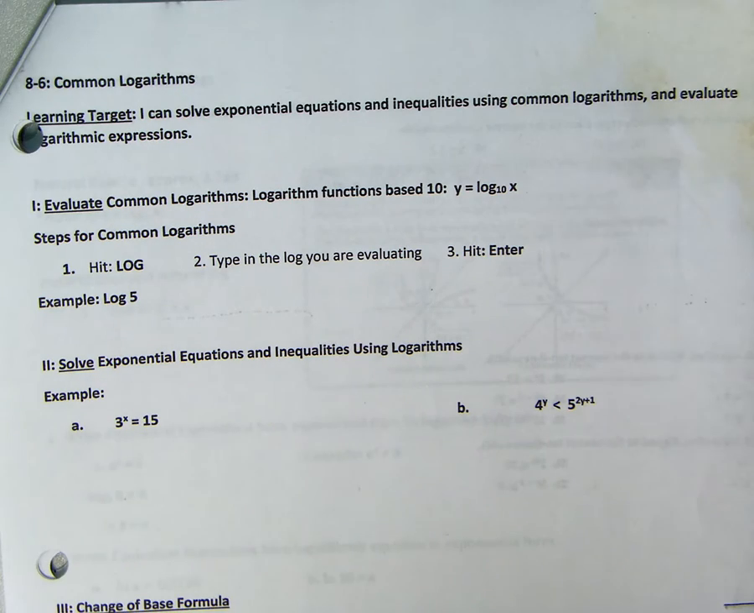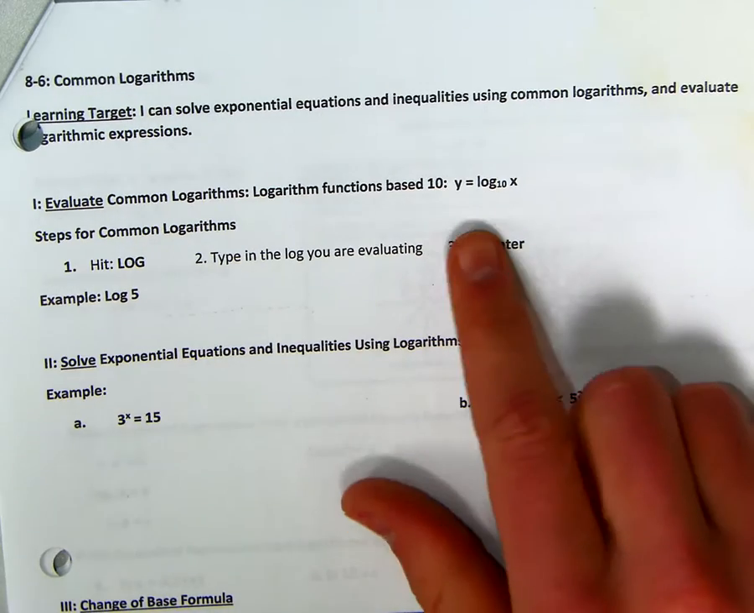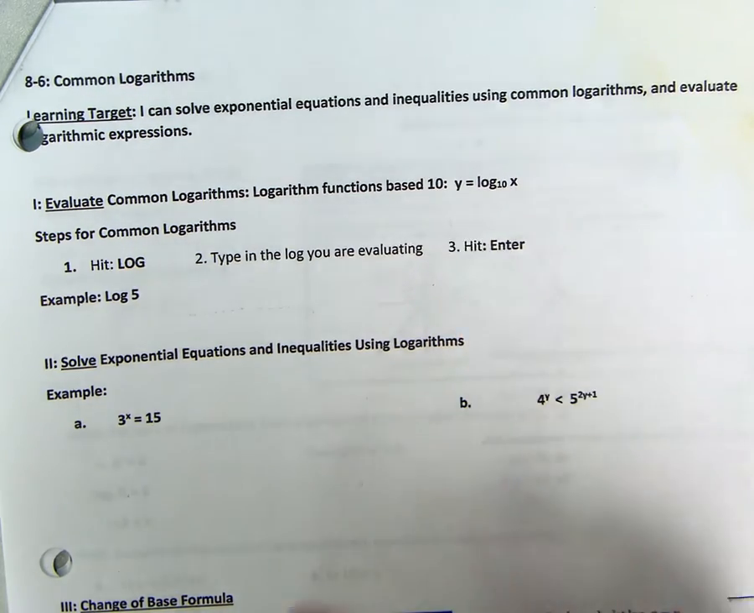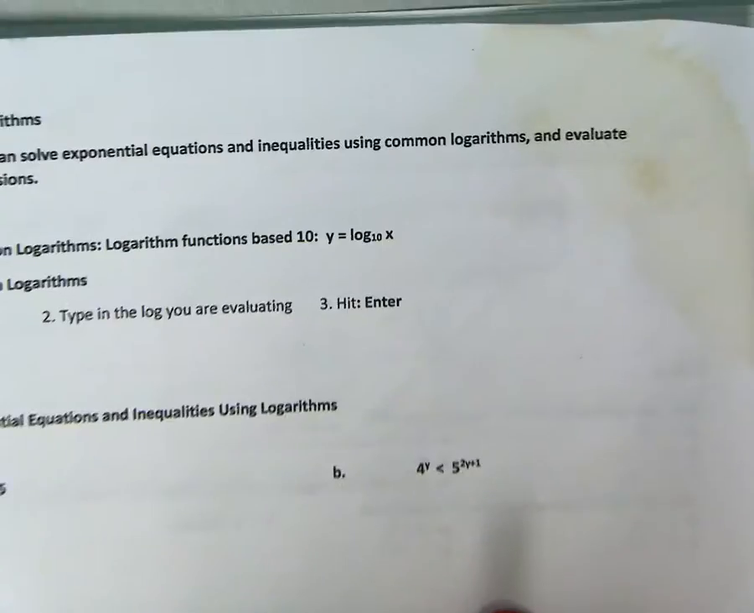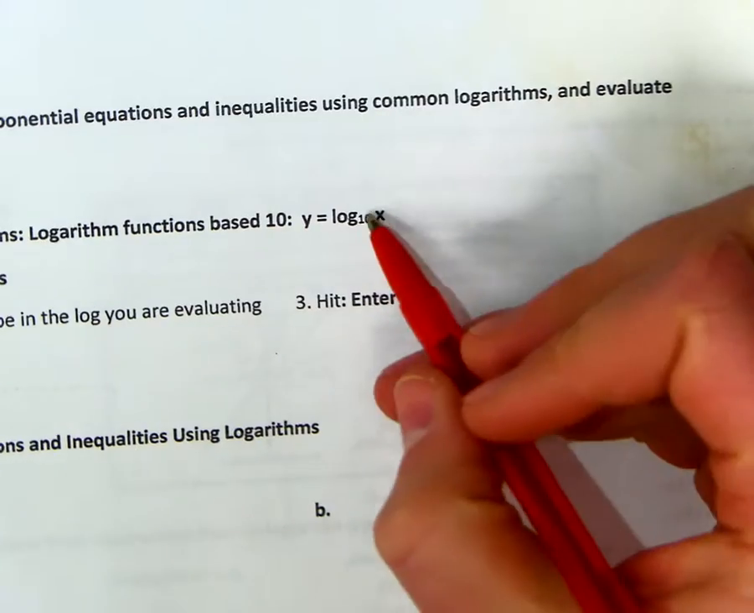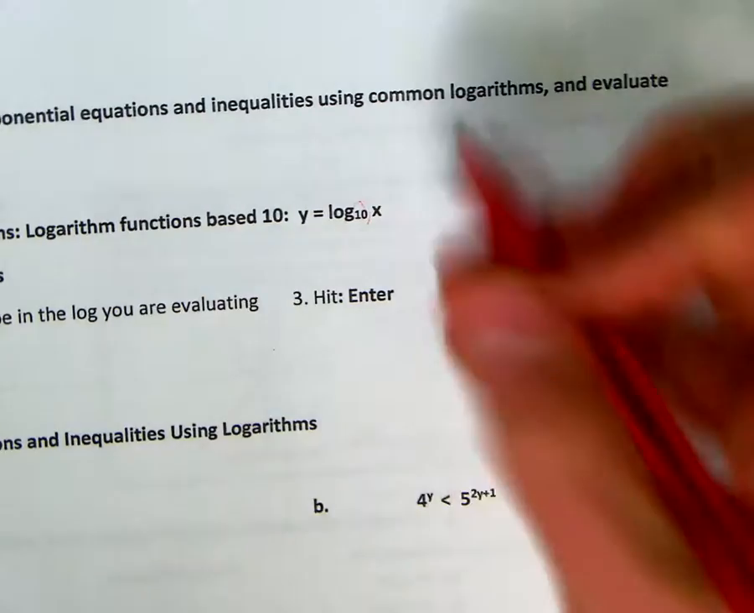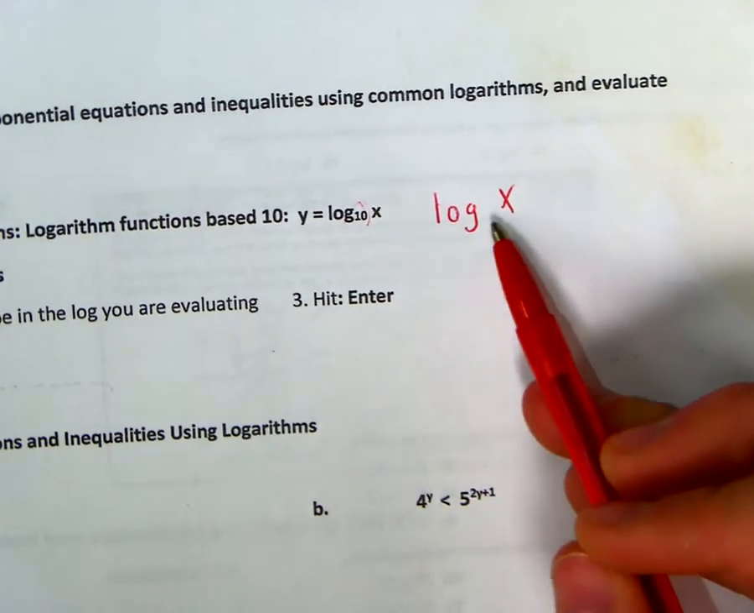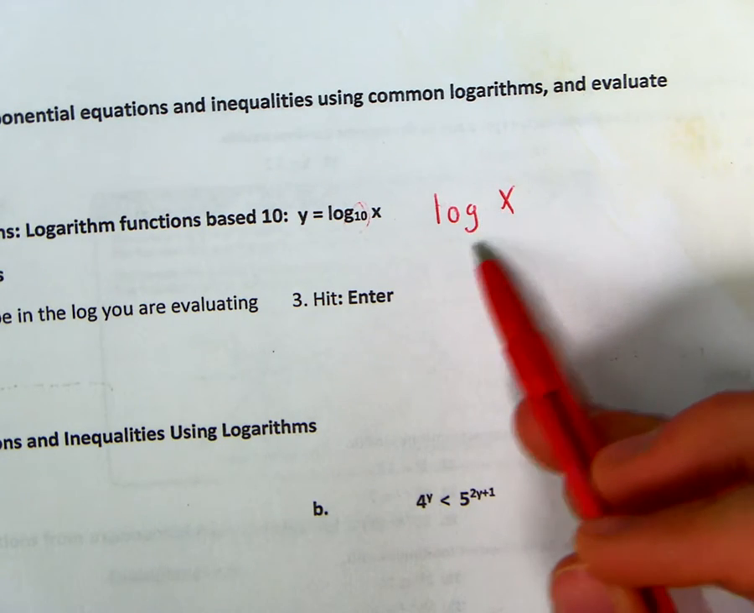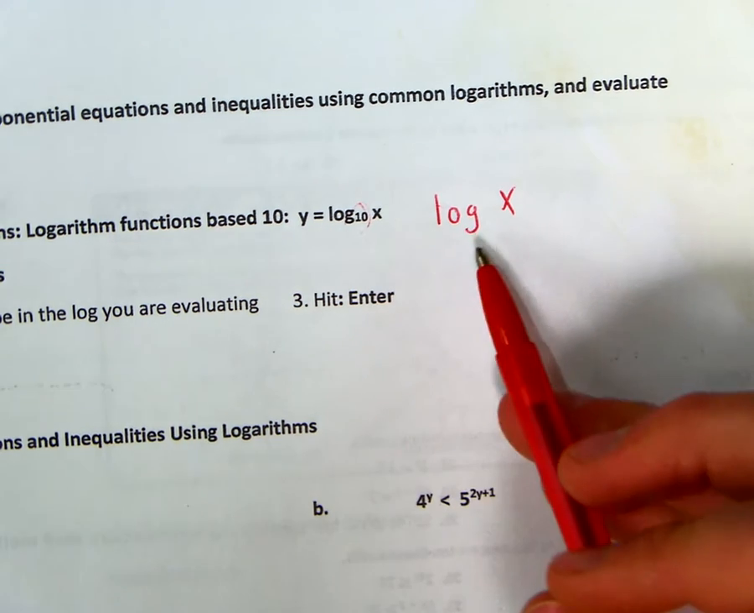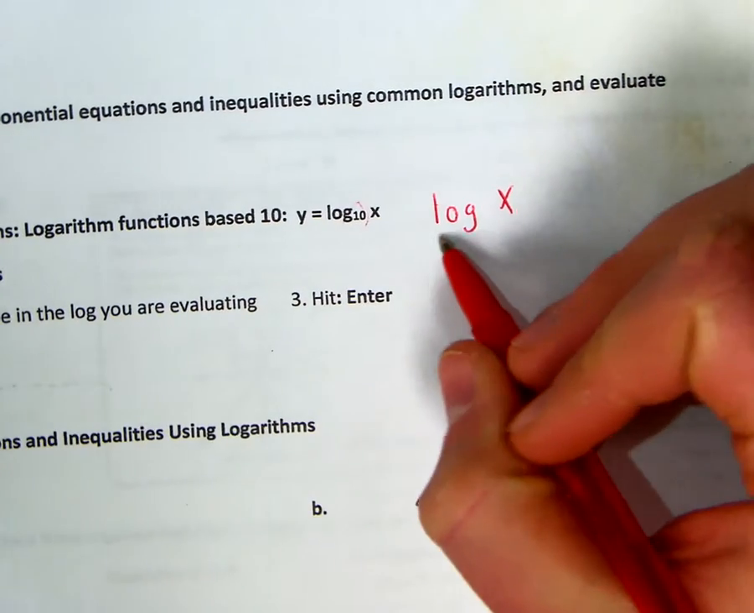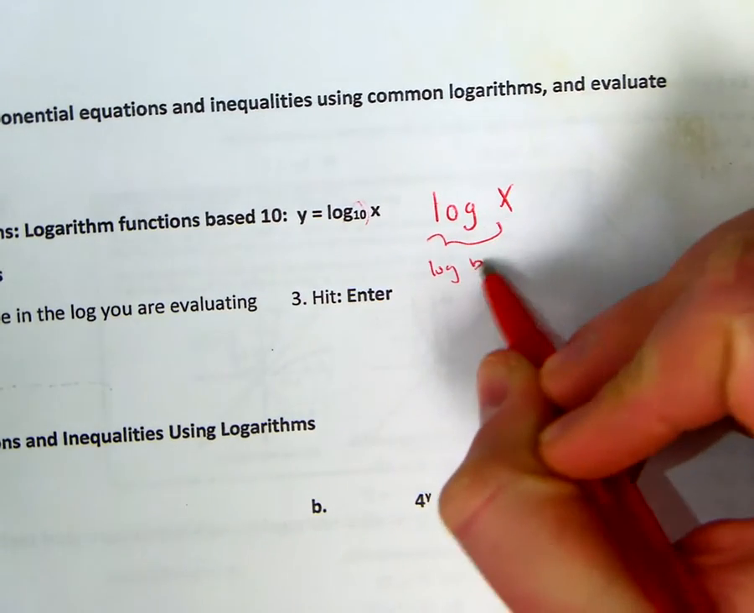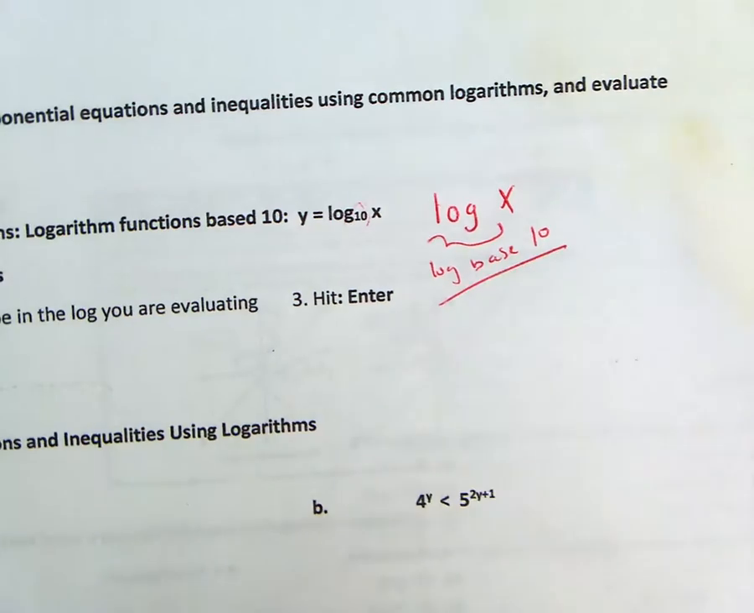All right, so this is 8.6 common logarithms. The difference between common logarithms and the logarithms we've been dealing with is that common logarithms always have a base 10. So the little b that we always talk about is always going to be 10. Usually, if you have something that looks like this, the 10 might not be there. If you see this, it just means log base 10.